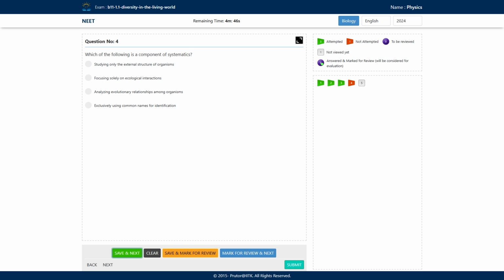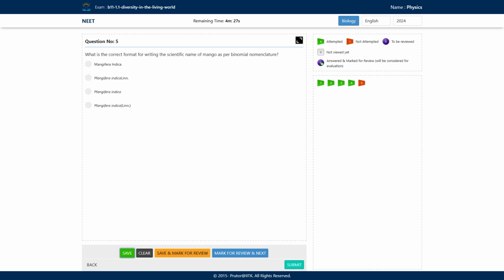Okay, the correct answer will be analyzing evolutionary relationship among the organisms. So how is systematics different from taxonomy? Systematics also includes evolutionary relationship between the organisms.